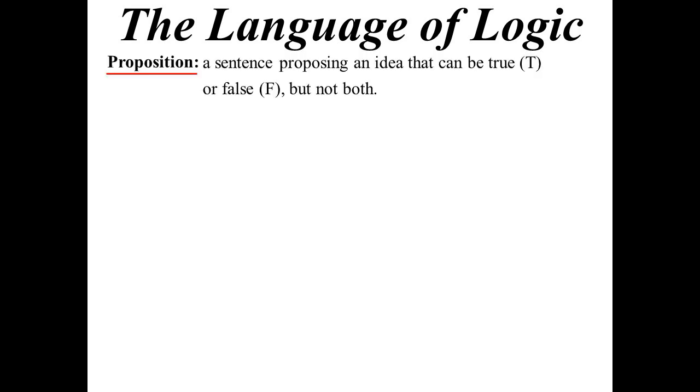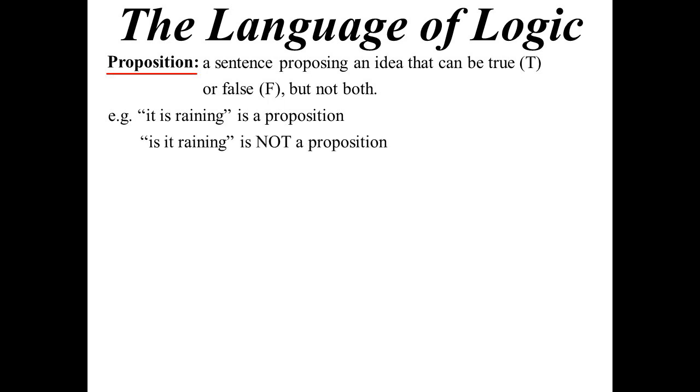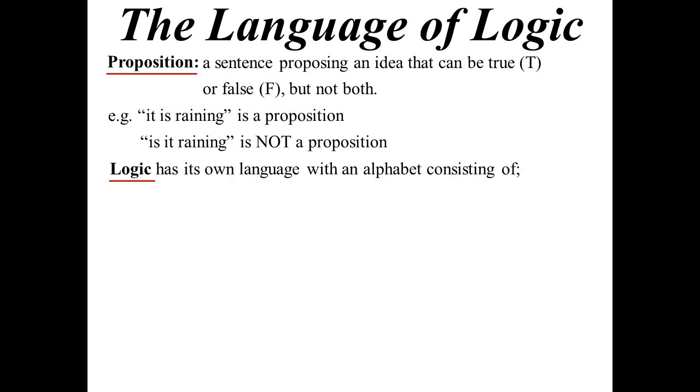First term is what we call a proposition, which is simply a sentence that proposes an idea, and that idea can simply be either true or false. Can't be both. There you go, an example. It is raining. That's a proposition. Is it raining is not a proposition. That's a question.